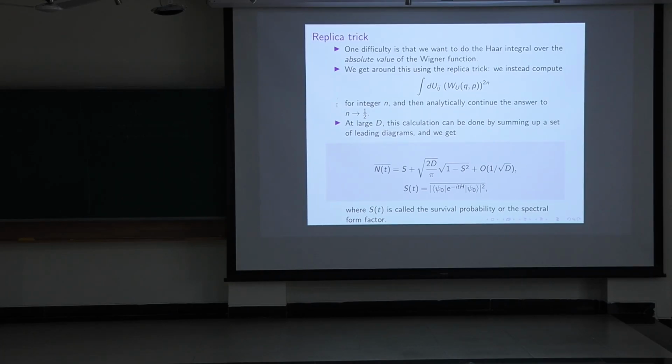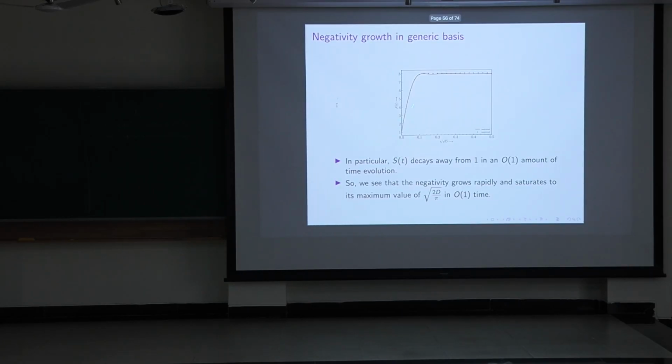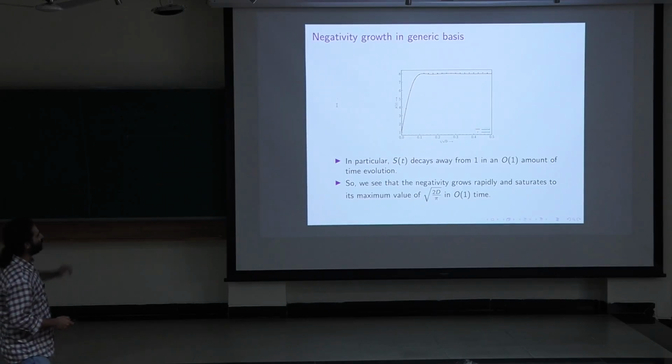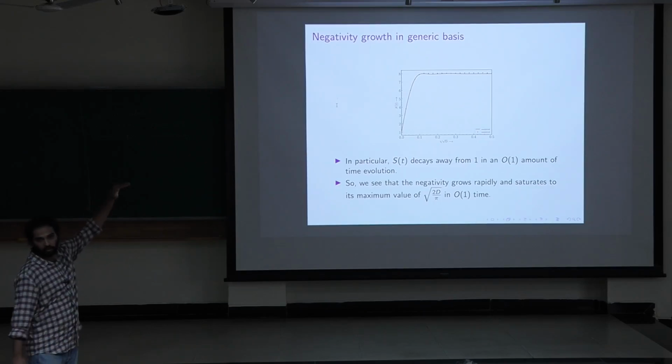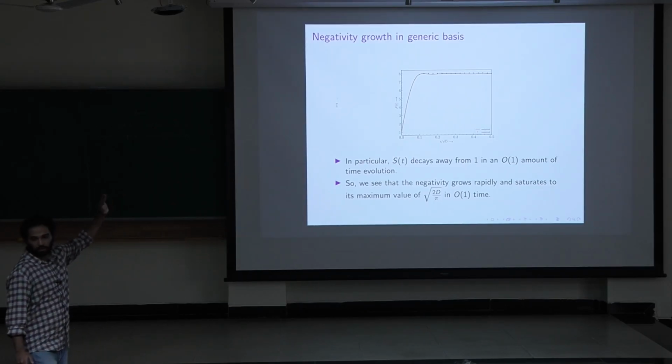Start scaling with square root of d. And in fact, the analytic formula almost exactly matches the numerical one. The red curve is the analytic formula. The blue dots are the numerical ones. Prediction up to order 1 by square root d corrections. So this was done at d equals 100 or something like that. Up to order 1 by square root of d corrections, our analytic formula reproduces the numerical calculation.